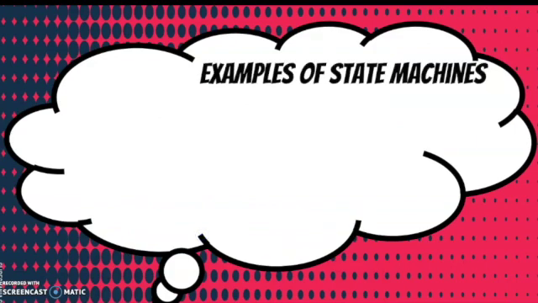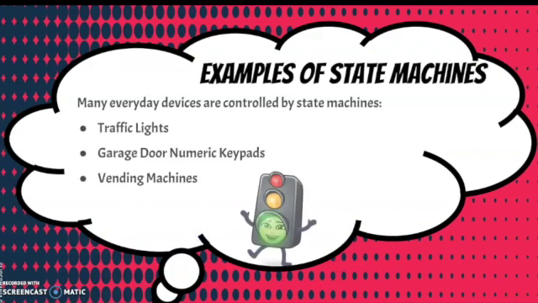So, where would we see a state machine in real life? Well, many everyday devices are actually controlled by state machines, including traffic lights, garage door numeric keypads, as well as vending machines.